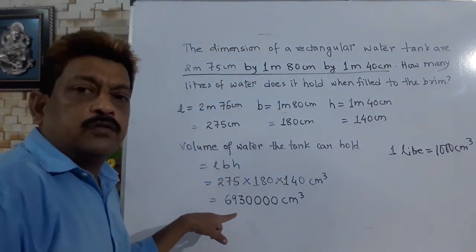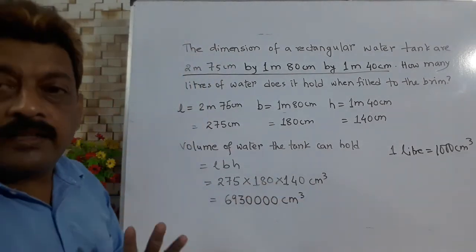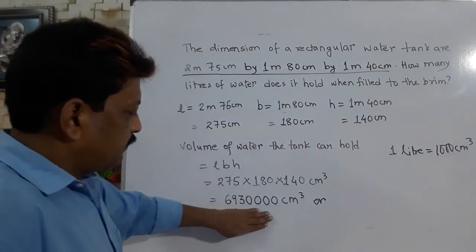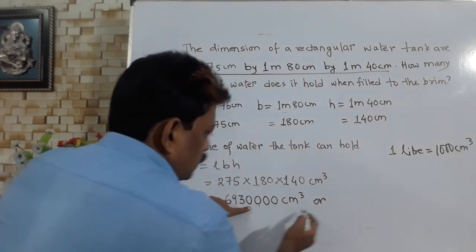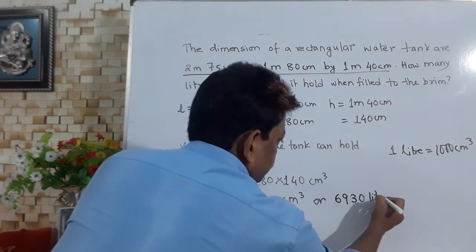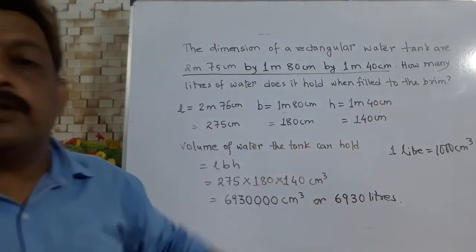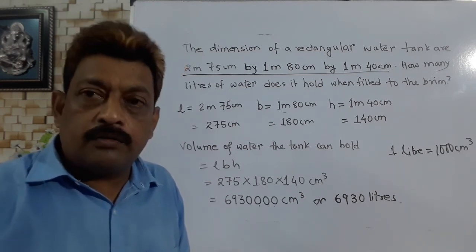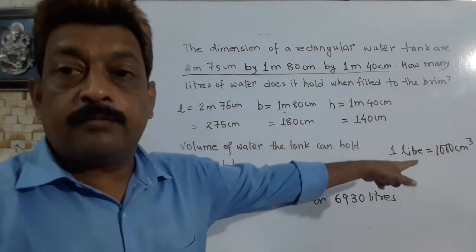So we have to convert this into liter. Therefore we have to divide this centimeter cube by 1000 to get liter. So if it is divided by 1000, 3 zeros will be cancelled. 1, 2, 3 zeros will be cancelled. So our answer will be 6930 liters. Hope you have understood. Remember, these units are very important. You must note it down. Whenever I show you the formula and the units, you must note it down. 1 liter is equal to 1000 centimeter cube.